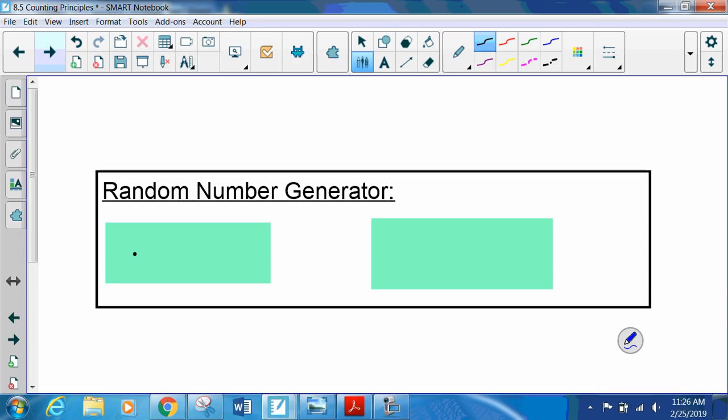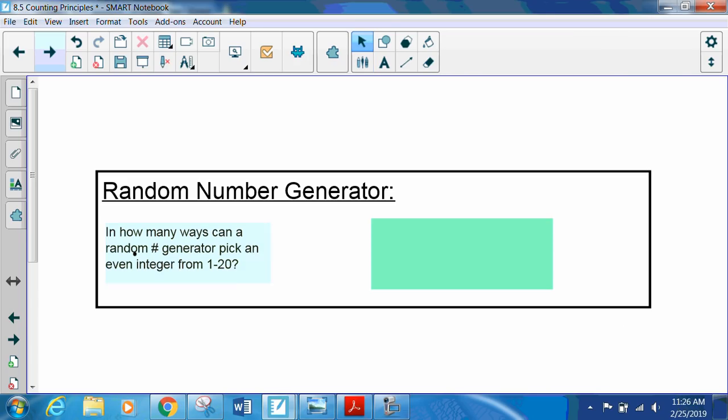You could see, let me drop my marker. So you could see this problem, and it says, in how many ways can a random number generator pick an even integer from 1 through 20? So go ahead and pause the video and write that down. And you're back. So this is kind of just a logical type of question.